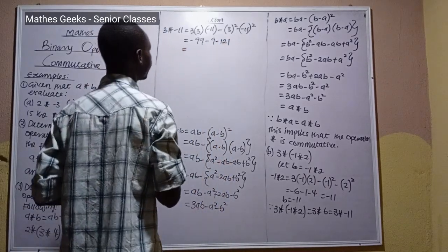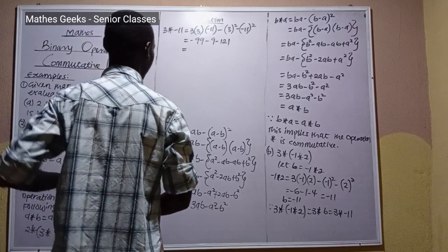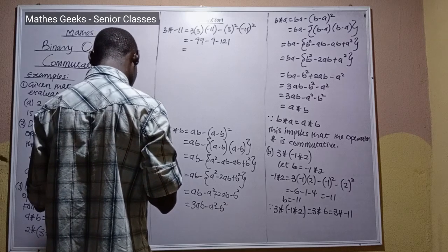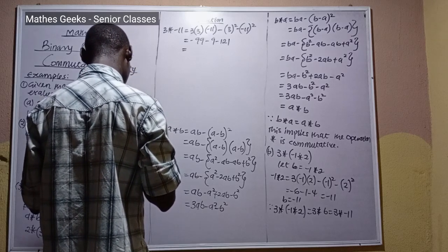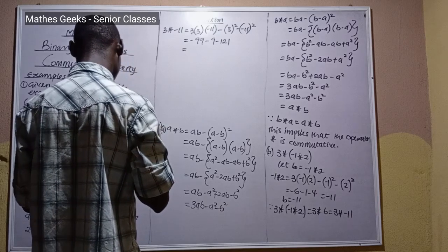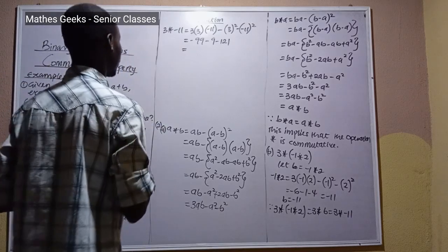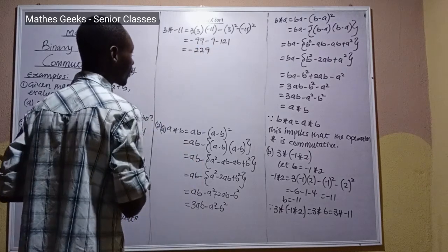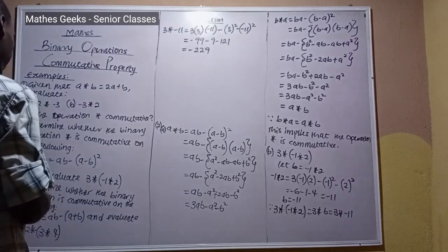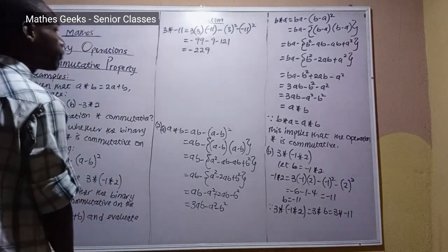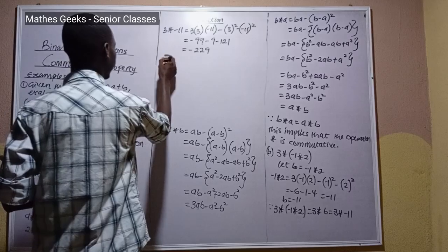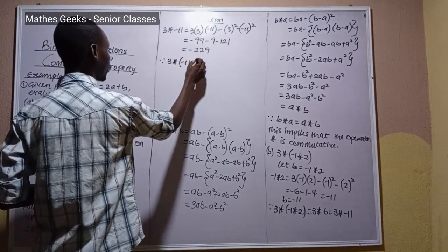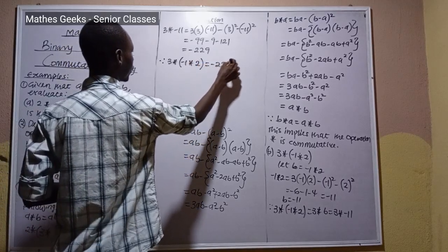And that will give us minus 99 plus 9, rather minus 99 minus 9, minus 121, which is minus 229. So that's our final answer to this. So we say therefore 2 star minus 1 star 2 is equal to minus 229.